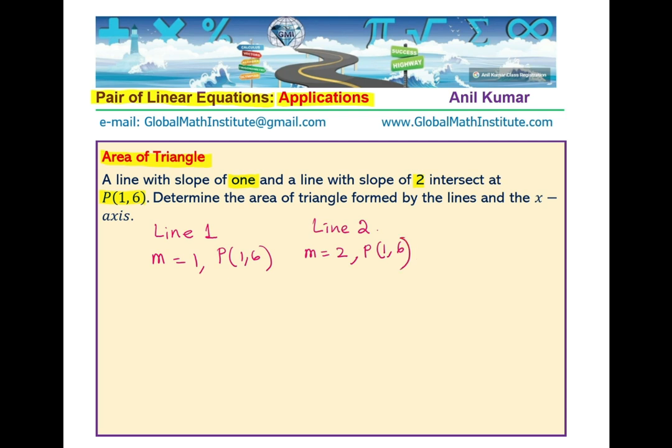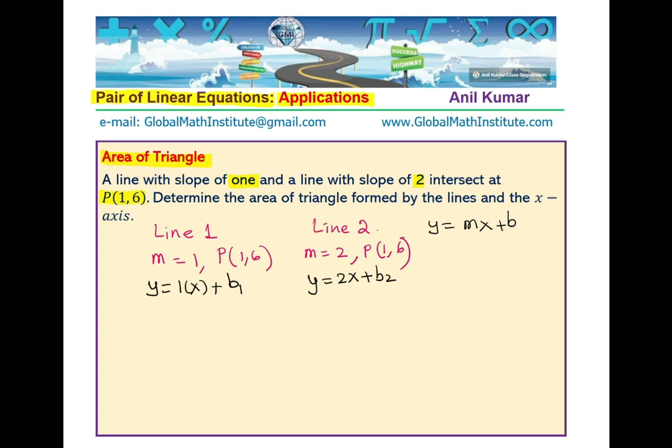To find the equation of the line, we know y equals mx plus b, right? So let me write down the equation on this side in general. y equals mx plus b, where b becomes the y-intercept. For the first line, we could write this as y equals 1 times x plus b1. No need to write 1, but I'm just writing it so that it's absolutely clear. Let's say b1 is the y-intercept for the first line. And for the second line, it will be y equals 2x plus b2.